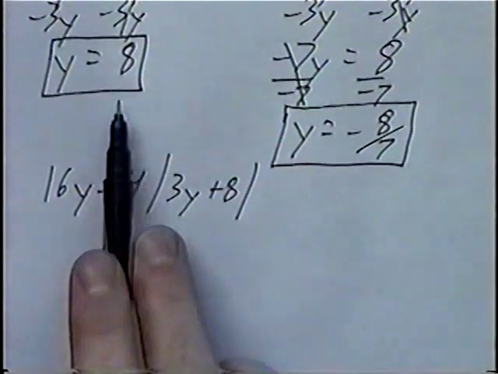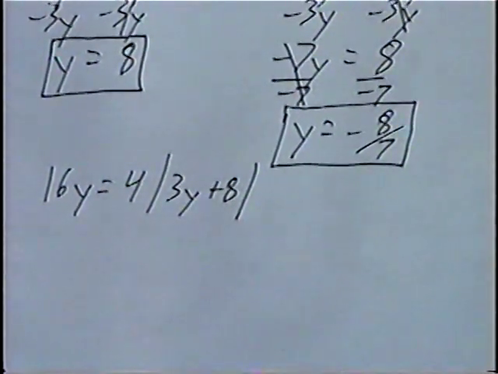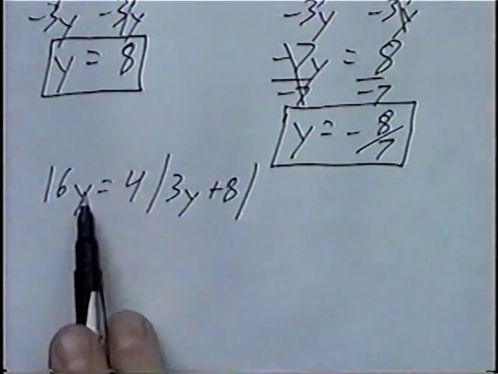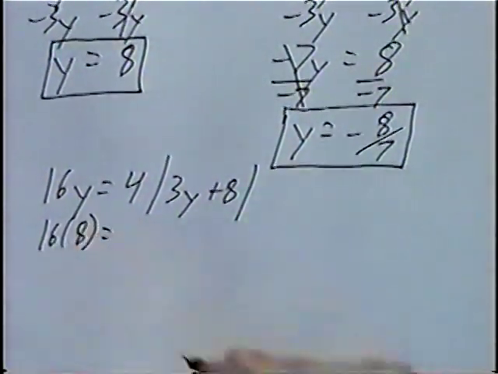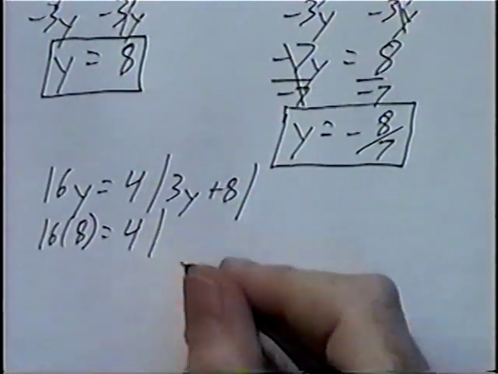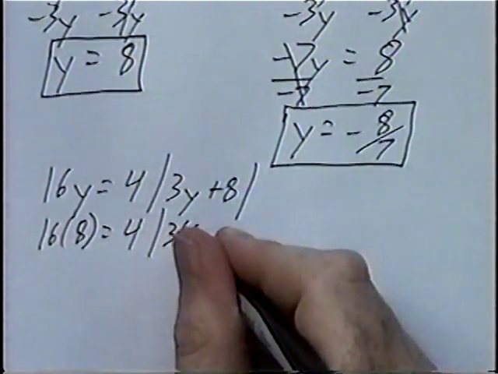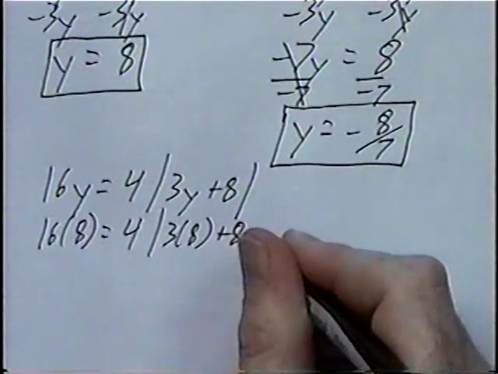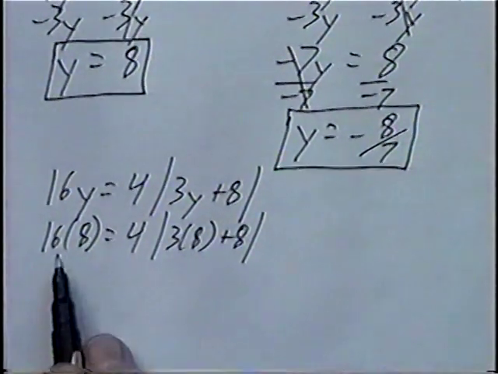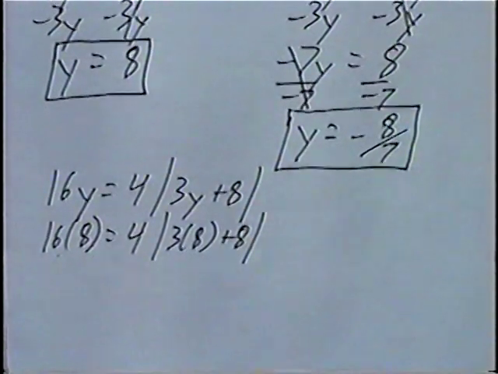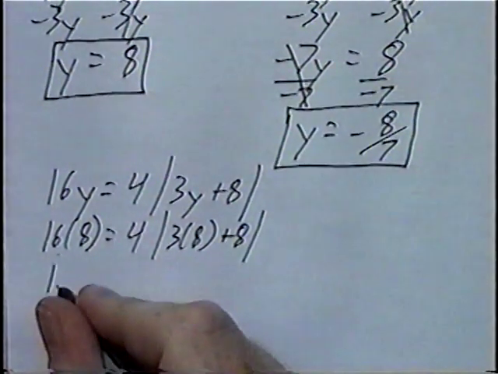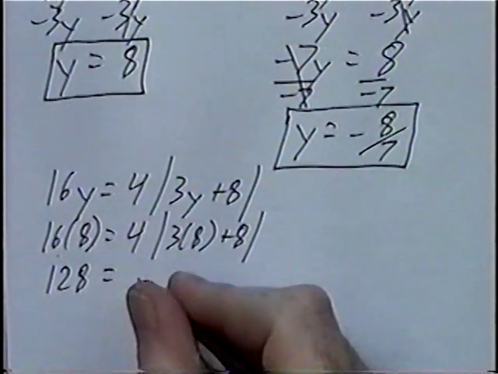Our 2 possible answers are y equals 8 and y equals negative 8 over 7. We'll plug in the 8 first. 16 times 8, and for 3y, which would be 3 times 8, and plus 8. 16 times 8, if you multiply that out, comes out to 128.